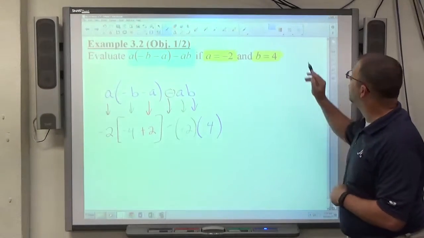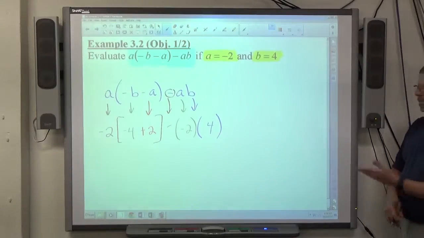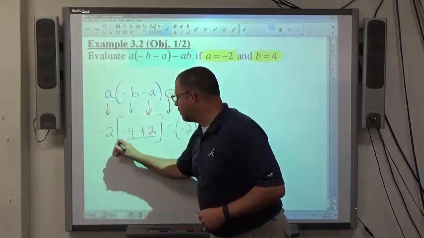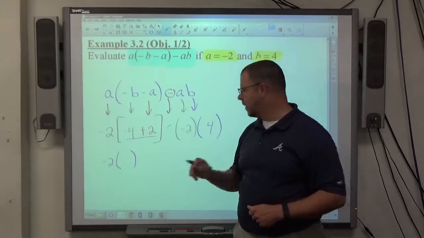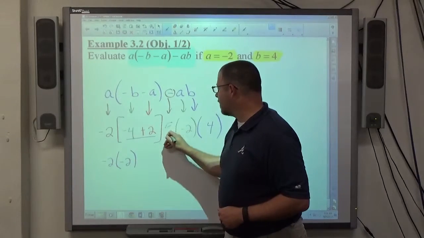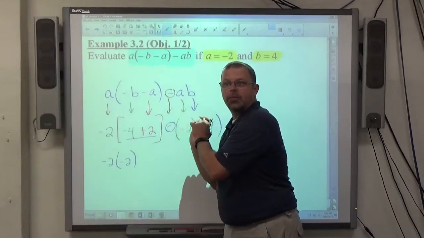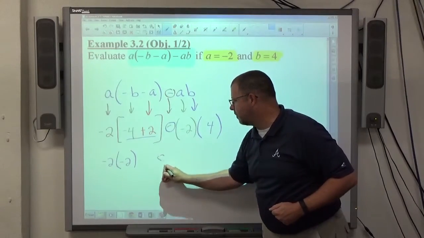All right, continuing on. What should I do first? The brackets, the group, right? So negative 2 is staying here. It's being multiplied by whatever this is. What's negative 4 plus 2 equal? Negative 2. This is a minus sign, right? So what happens over here has no effect on what happens over there, right? So we can go ahead and do that right away too. Notice 2 times 4 equals 8.